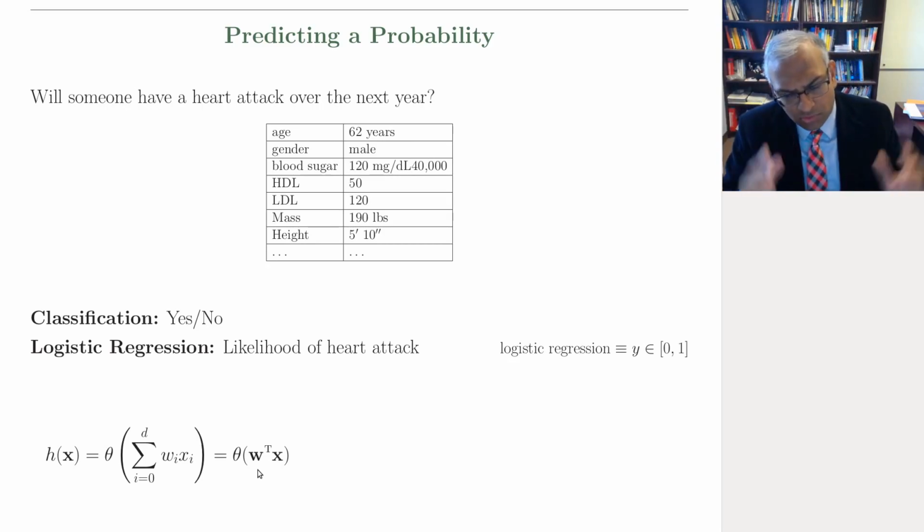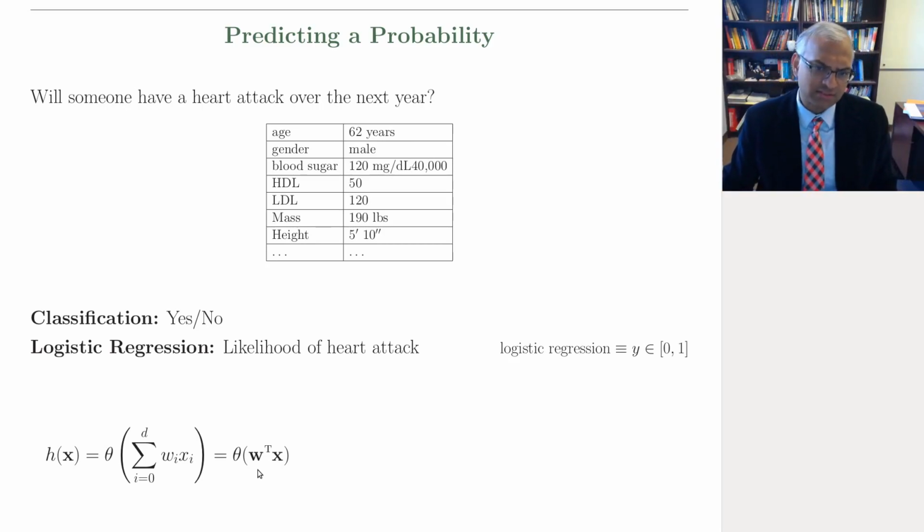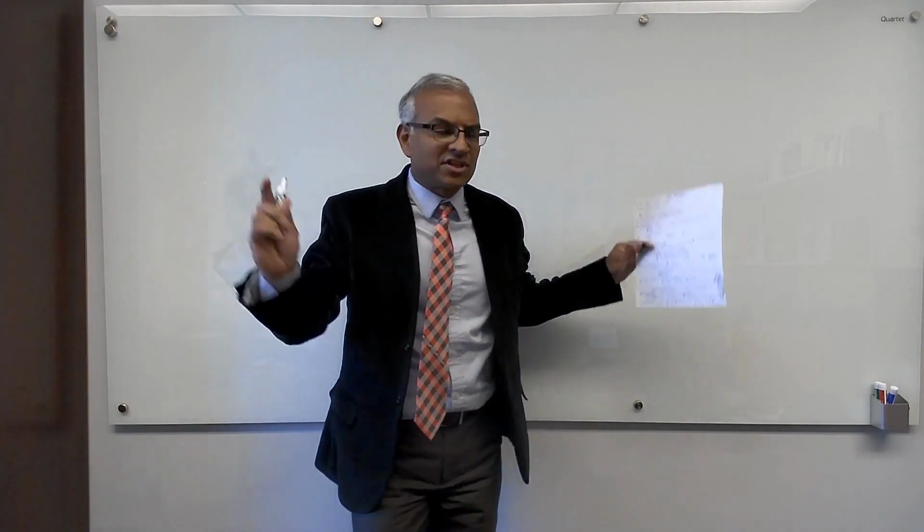Okay, so let's move to the board to discuss logistic regression. We'll derive the error function, we'll derive the algorithm, and that's where we'll see that we need gradient descent. Okay, so logistic regression.